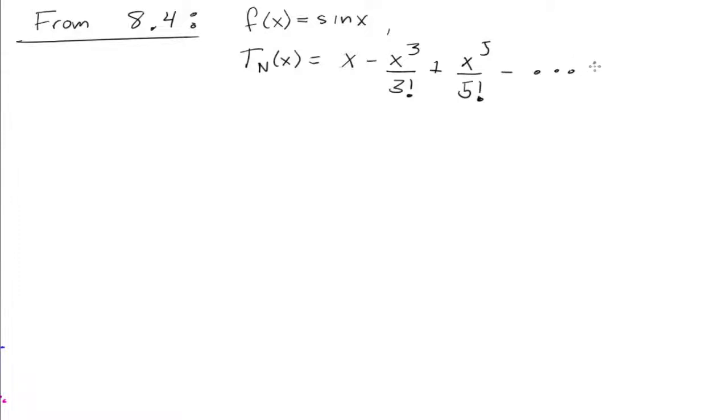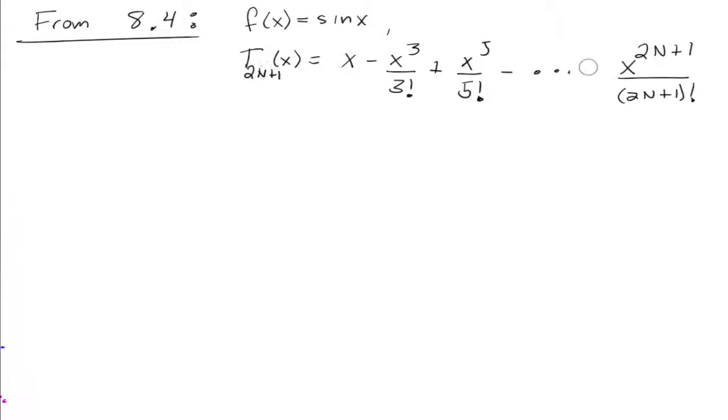So the Taylor polynomial ended up being x to the 2n plus 1 over 2n plus 1 factorial, and actually times negative 1 to the n. This should match as well, 2n plus 1.